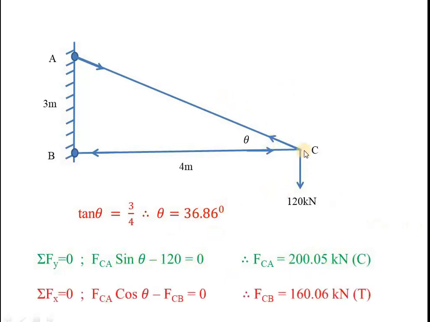Then if you write sigma Fx equals 0, this is leftward, so it is FCA cos theta, and this is rightward. The sign can be taken in reverse also, but as per this, this is minus and this is plus, so this equals 0. Therefore FCB equals minus 160.06 kilonewton. Otherwise, you take this minus and this plus, or this plus and this minus, both are the same; you can take one convention. Therefore FCB is 160.06 kilonewton after substituting the value of FCA in this equation.